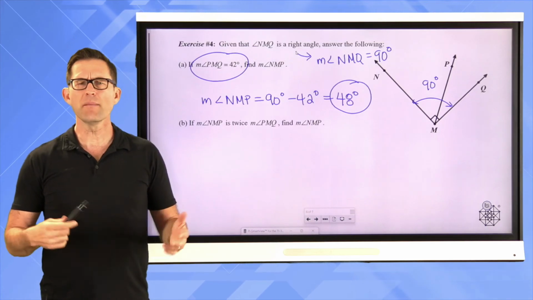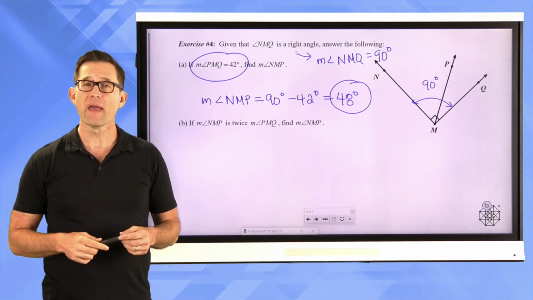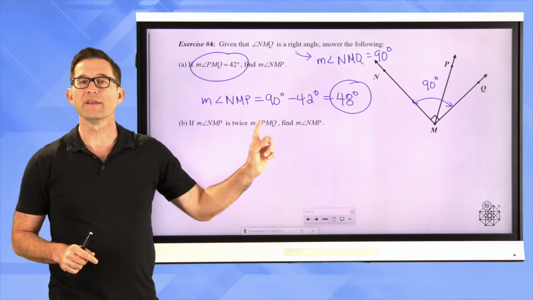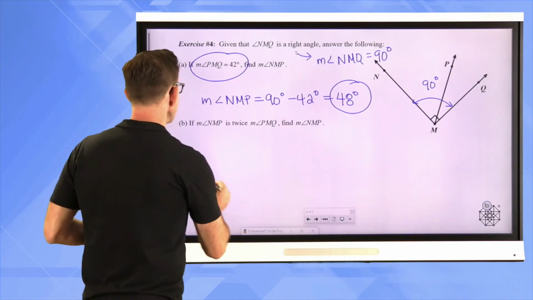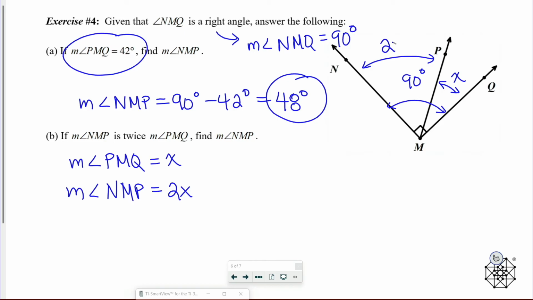Now, for some of you, you might be able to just kind of numerically think about it and work it out and stuff like that. Others may want to set up an equation. So let's go for that, right? NMP is twice PMQ. Well, the easiest thing to do in a situation like this is, let the measure of PMQ equal x, right? That's going to be right here. And then of course, the measure of angle NMP will be 2x because it's twice it, right? This is equal to 2x.